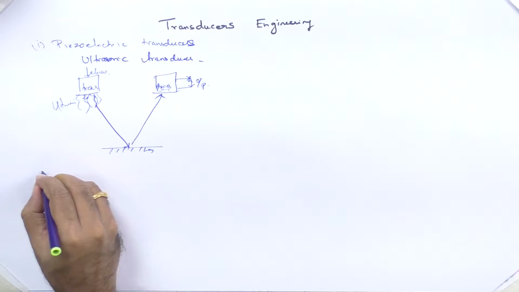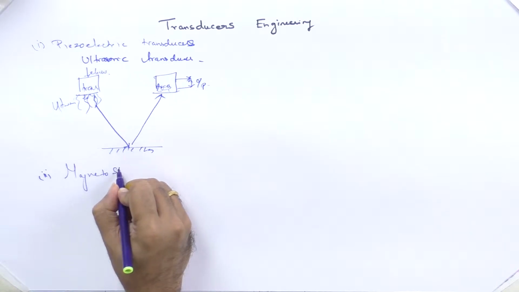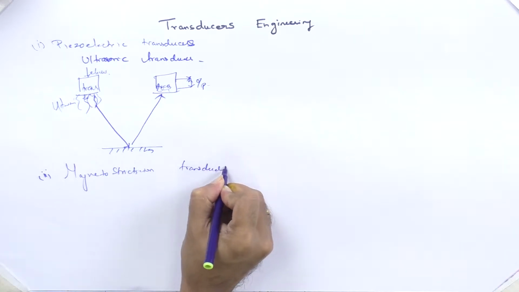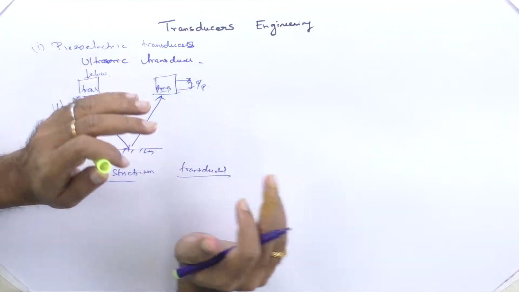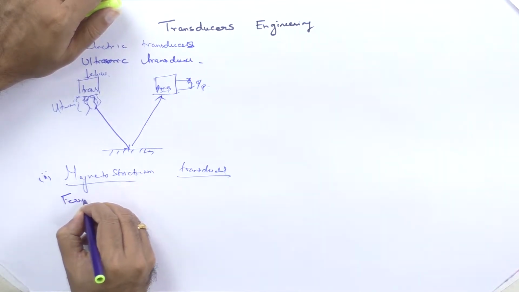The next one is our most interesting magnetostriction transducer. What is this magnetostriction? It is a very peculiar name, but it is a very simple thing. Magnetostriction can also be called piezomagnetic. When you apply a mechanical stress to a material, there occurs a change in the magnetic field. This kind of effect is seen in some ferromagnetic materials.